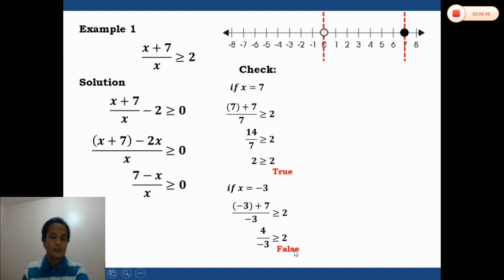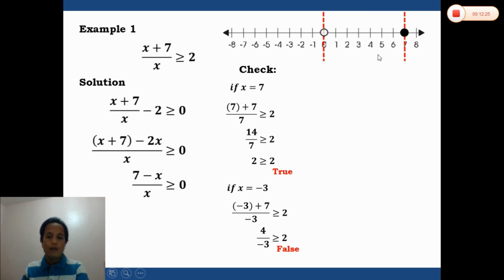a false statement. So meaning, if negative 3 will give us a false statement from this region, all other values that can be found from this region will also give us a false statement. This indicates that all the values that can be found from this region are not part of the solution set. So if these are not part of the solution set, we will not shade this region. So let's proceed to the second region.